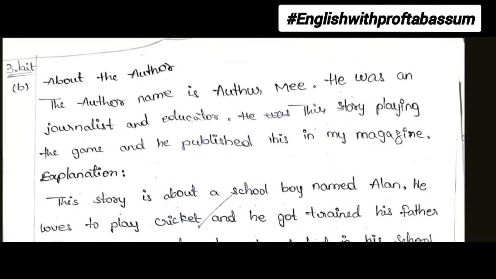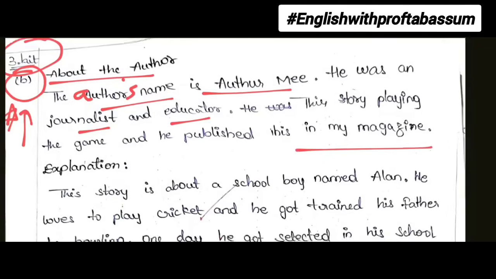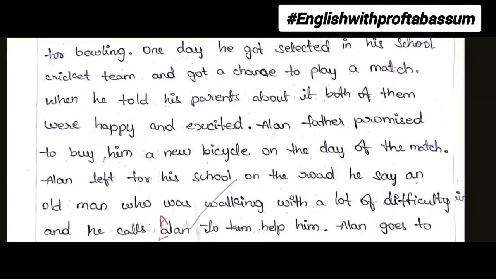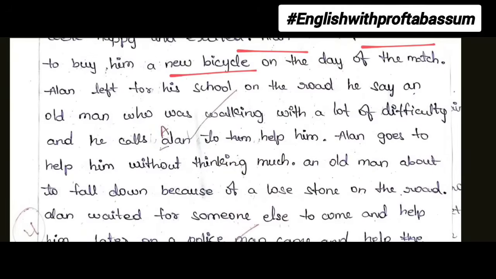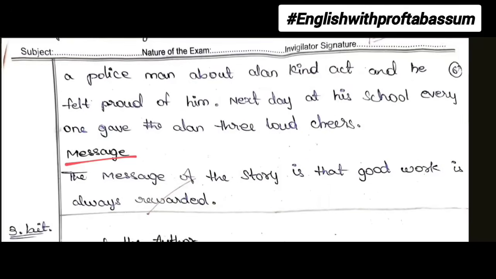Now, moving on to bit number 3, that is short stories. In this, again, bit number 3 and B answer the student is writing. It is important to write this. Then, about the author. Then mention all details about the author. Then explanation, tell the whole story. The story is about a schoolboy named Alan, how he helped the old man, how he got selected, everything, and how he could not reach on time, and who was playing at his place, Harold Banks. So all the details you mention like this, and after that you write the message.